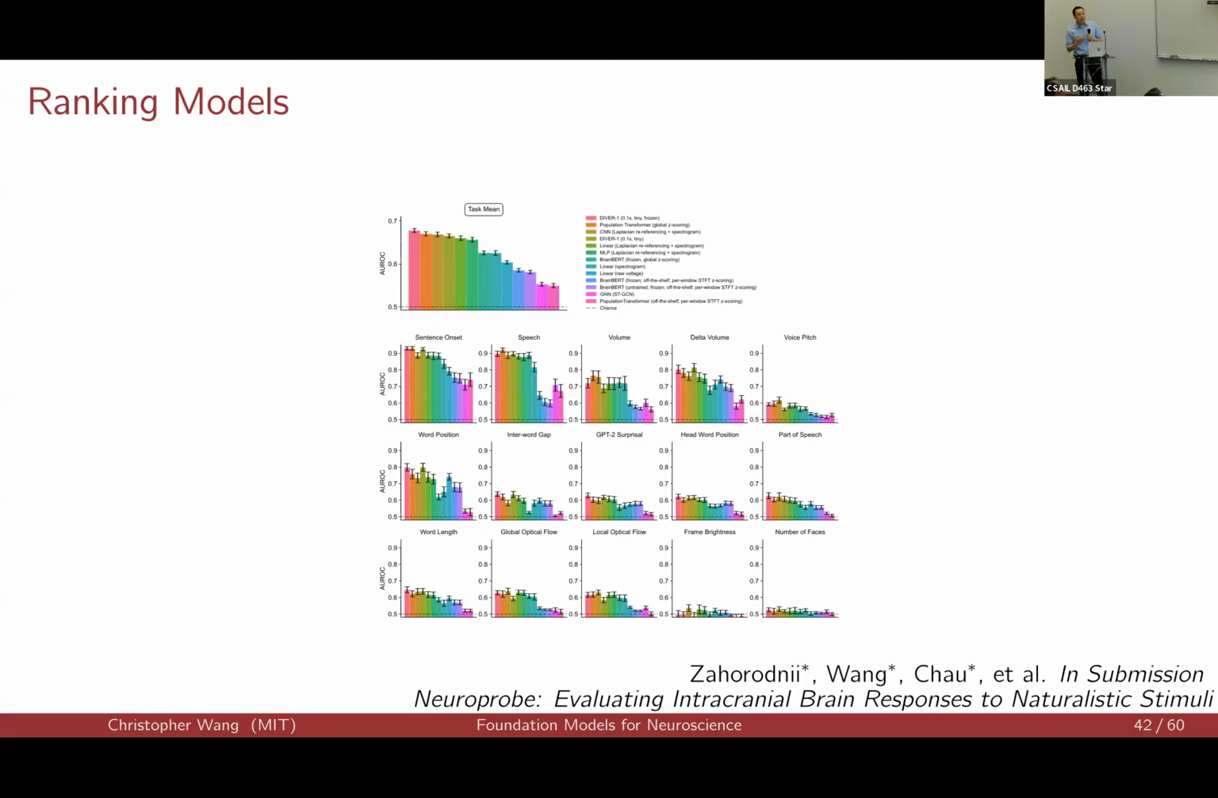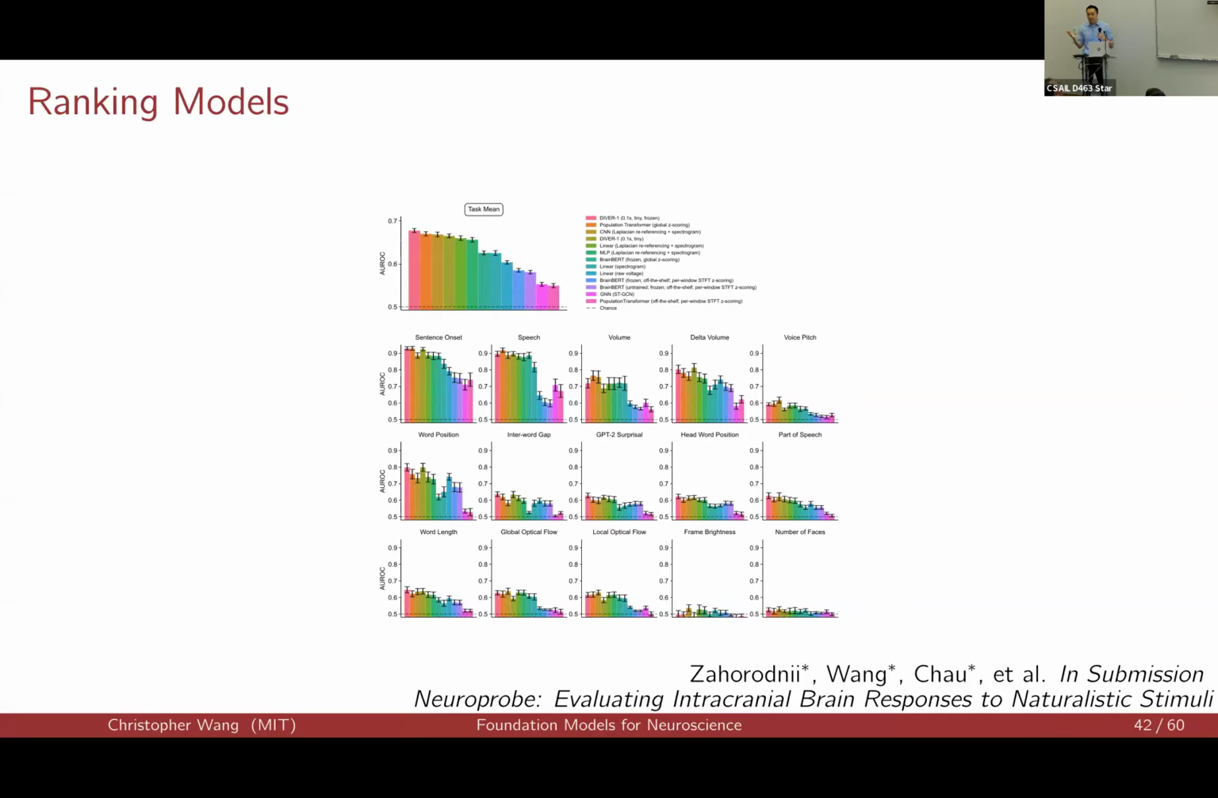And what you get then is a profile of each model's decoding ability that you can use to rank models against each other. And my favorite thing about this plot is that the best model is not PopT or BrainBird or anything we developed. It's actually Diver 1, a model from a South Korean team.